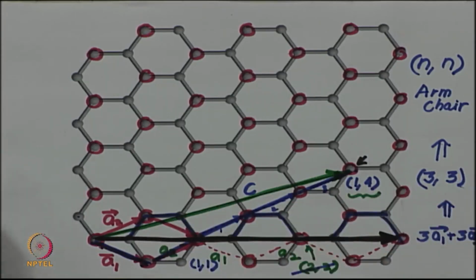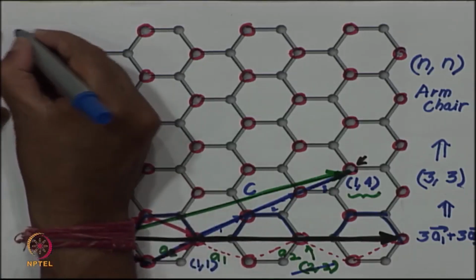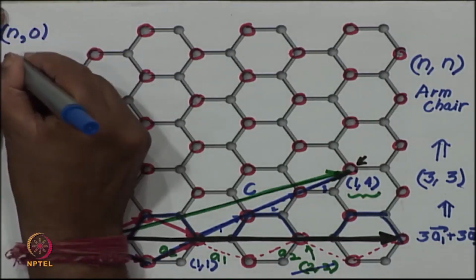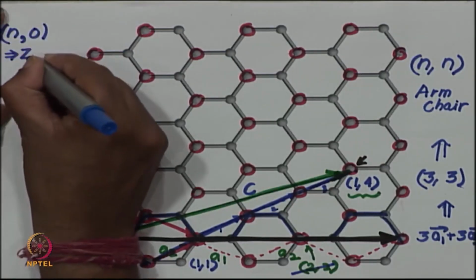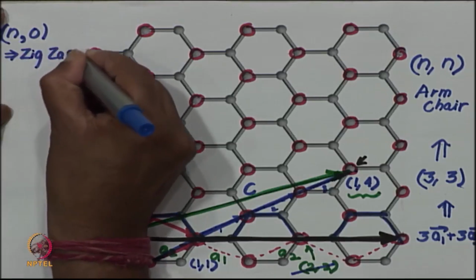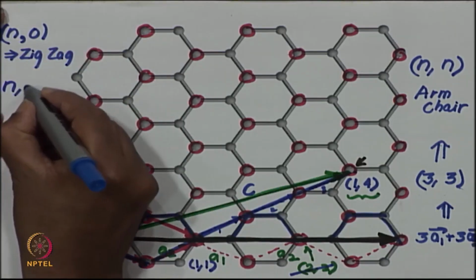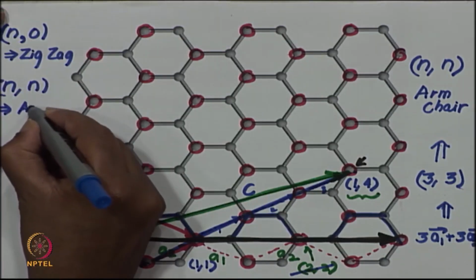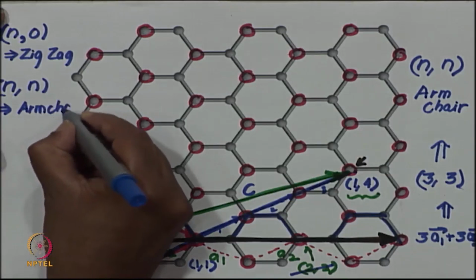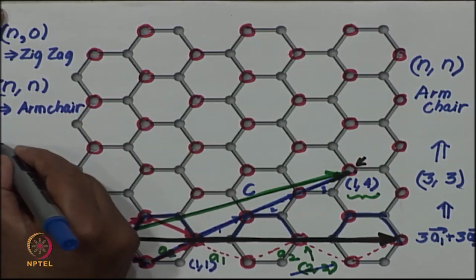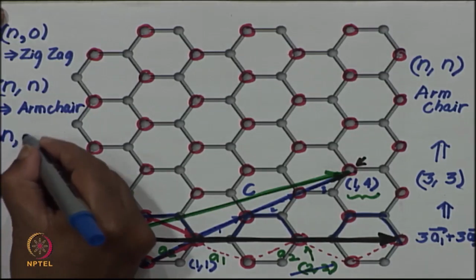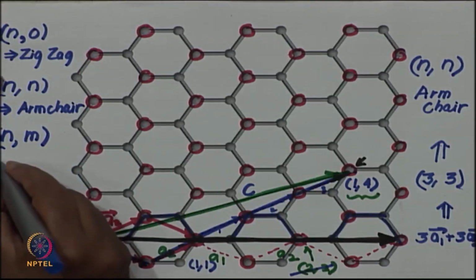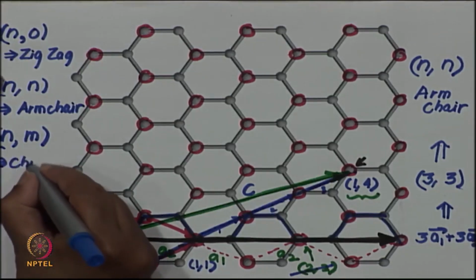So, in summary, in N M notation, if one of the components is 0, N 0, this will be zigzag. If both are equal, N N, then we have armchair. And if neither is 0 nor they are equal, we have N M, then you have a chiral tube.